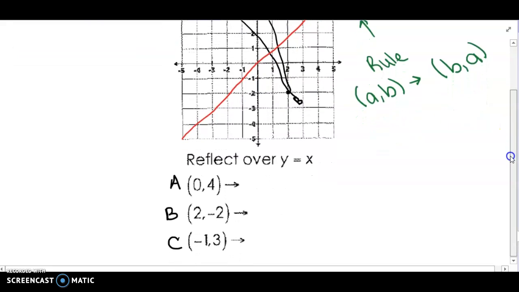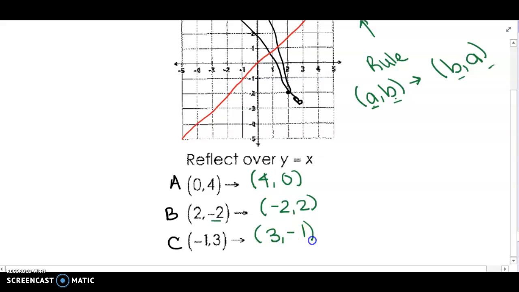What that means is these numbers don't change. We're not adding a negative or taking away a negative. We just flip the order of them, so our x value becomes our y value and our y value becomes our x value. Here, if I flip the order of this, that would be (4, 0). If I flip the order of this, that would be (-2, 2). And if I flip the order of this, that'd be (3, -1).